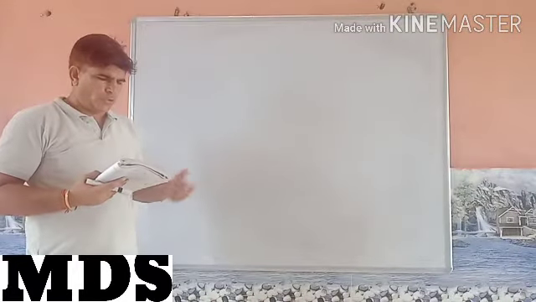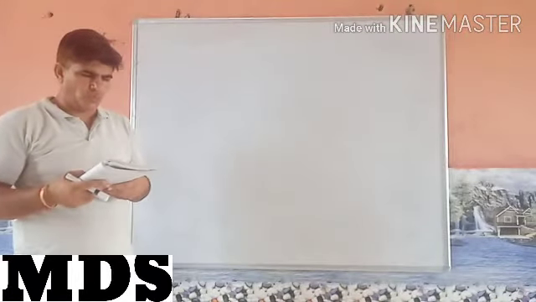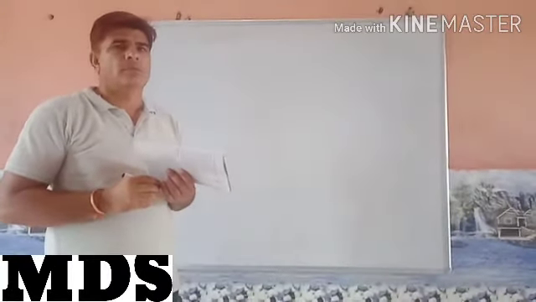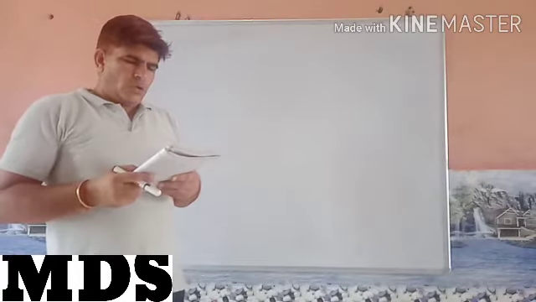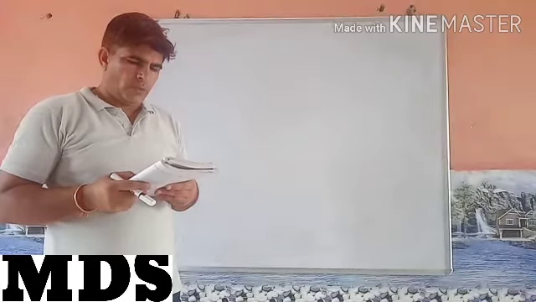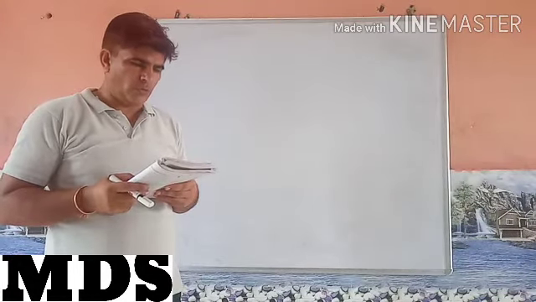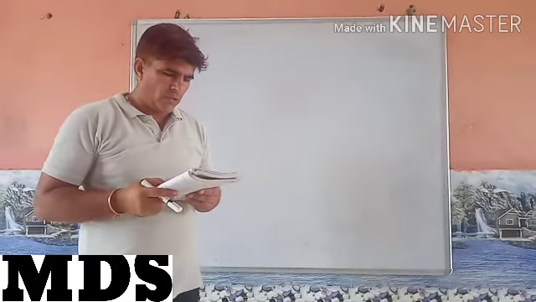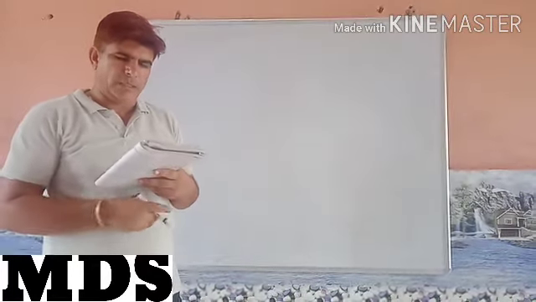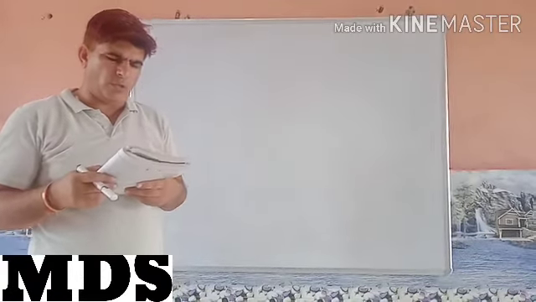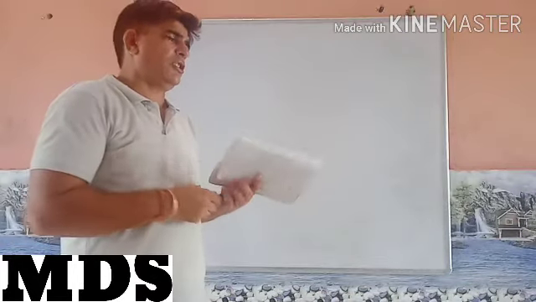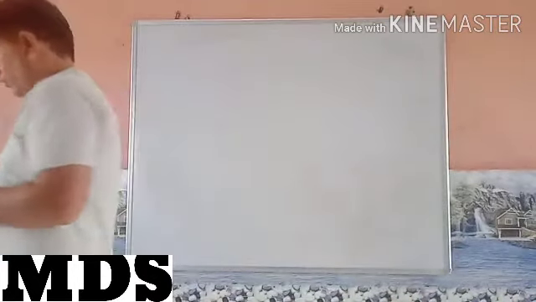Question number 8. A statue 1.6 meter tall stands on the top of a pedestal from a point on the ground. The angle of elevation of the top of the statue is 60, and from the same point the angle of elevation of the top of the pedestal is 45. Find the height of pedestal.